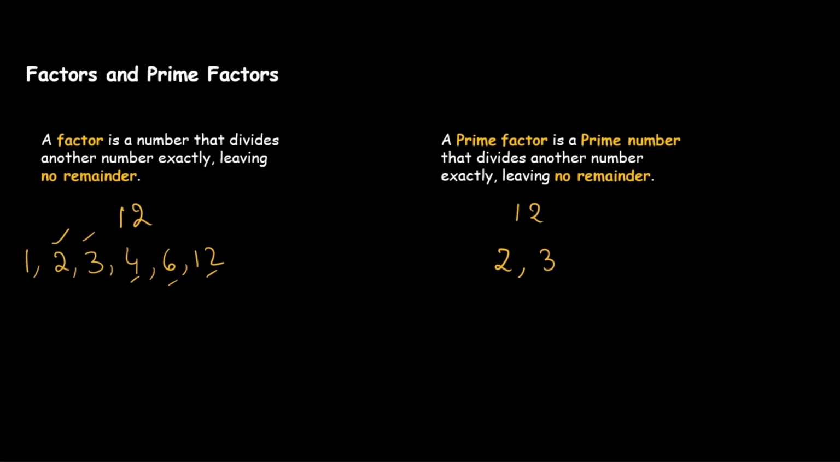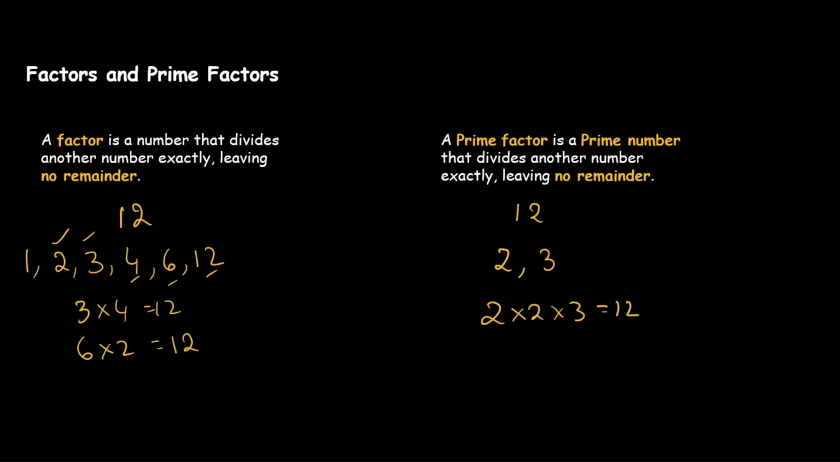In case of a normal factor, we can get back 12 in many different ways. Say for example, 3 into 4 is 12, which is a combination of a prime number and a composite number. 6 and 2, again a combination of a prime number and composite number, we can get 12. Here in this case, we can get back 12 only using prime numbers, that is 2 into 2 into 3. 2 into 2, 4, 4 into 3, 12.